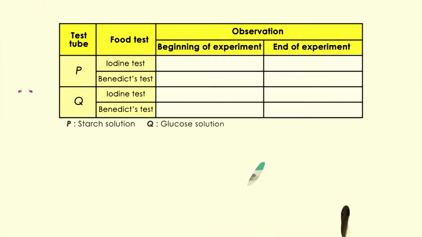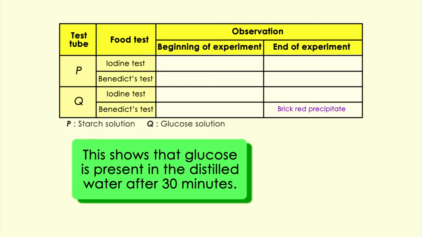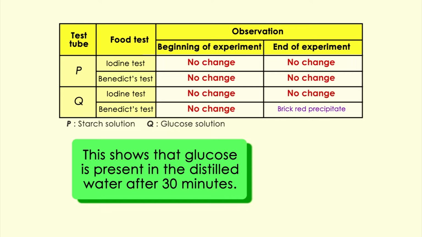Now, boys and girls, let's take a look at the result of this experiment. From the table, we can see that after 30 minutes, the distilled water from the glucose solution changes to a brick red precipitate. This shows that glucose is present in the distilled water after 30 minutes, but no changes have occurred in the other test tube.